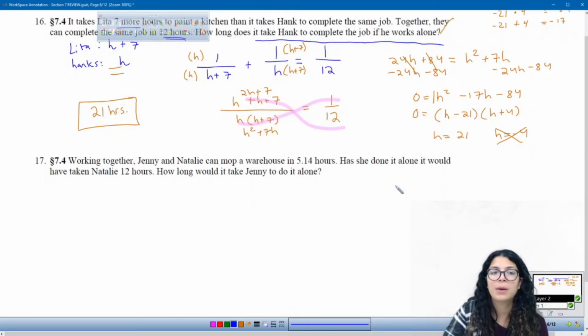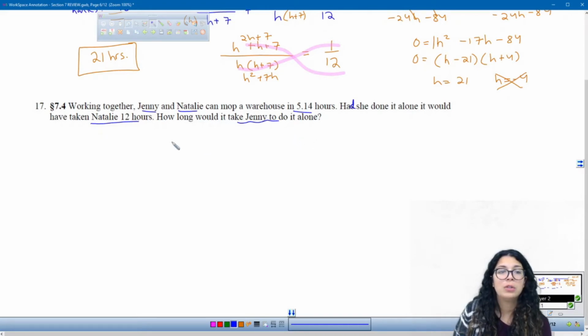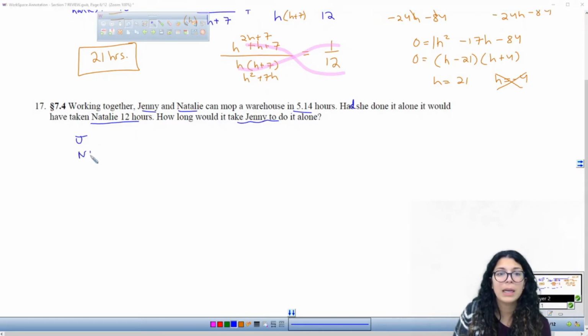All right, let's go ahead and do number 17. Working together, Jenny and Natalie can mop a warehouse in 5.14 hours. Has she done it alone? I think that meant had, it's a typo. Had she done it alone, it would have taken Natalie 12 hours. How long would it take Jenny to do it alone? Okay, so Jenny's time, we'll call that J. Natalie's time is 12.